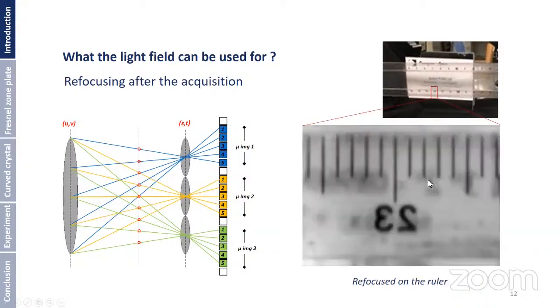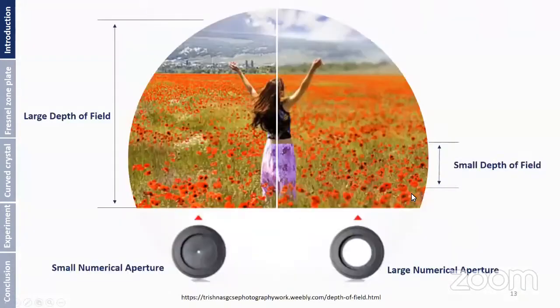On the other hand, we can reconstruct the image refocused on the ruler. Now you can see the change of the sharpness between the numbers.